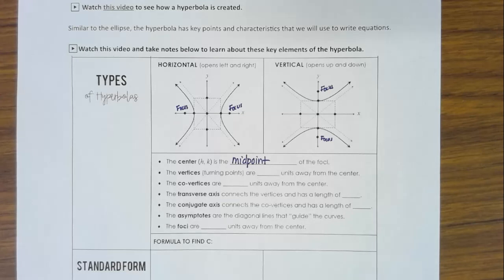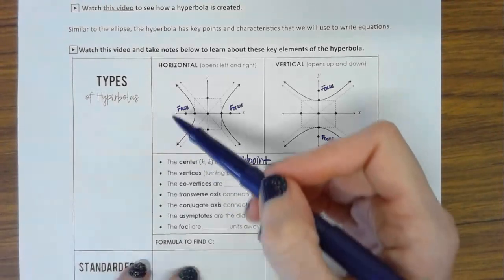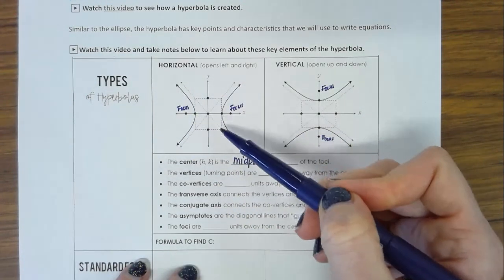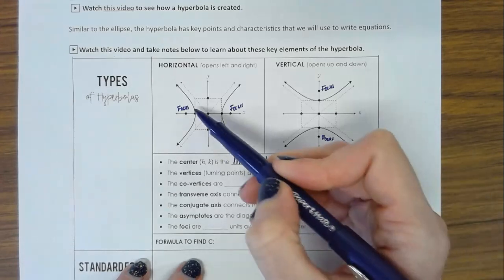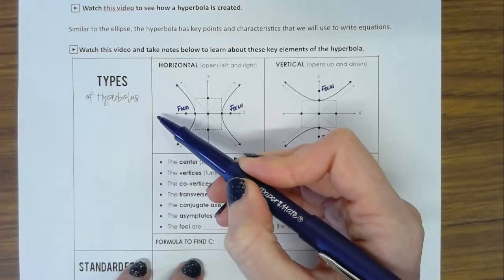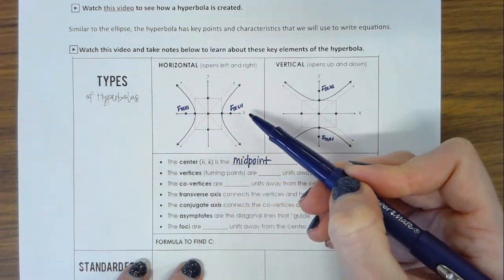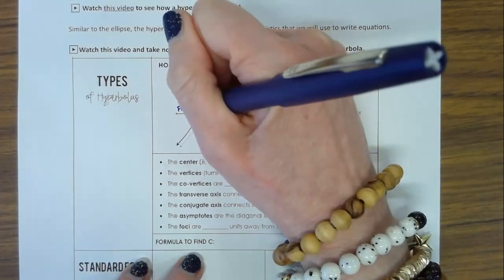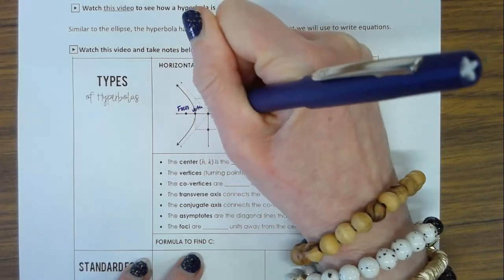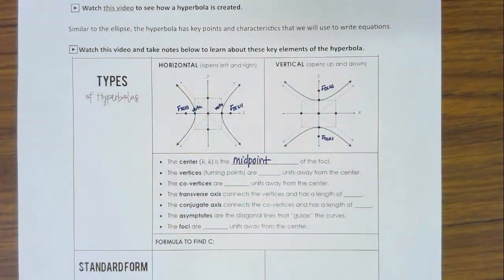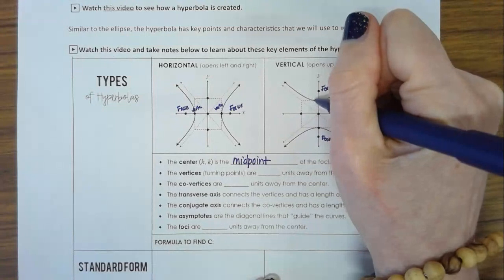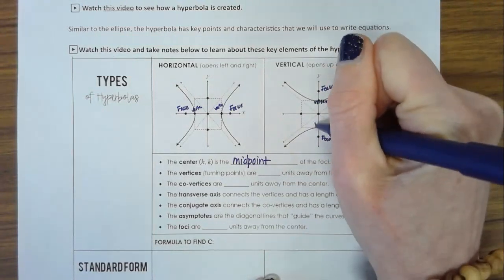Now the vertices are going to be the turning points. In other words, that's where my branches start to bend away. My vertices are going to be these two points, and they lie on the same line as our focus points. So this here would be a vertex, and this would be a vertex. They look like parabolas, and our vertex is that maximum or minimum point of our parabola. So it's the same idea here, the turning point for each of those branches. When it opens up and down, this here would be a vertex, and that would be a vertex.